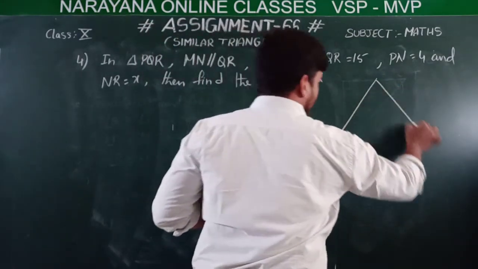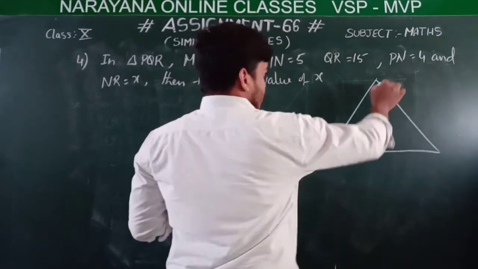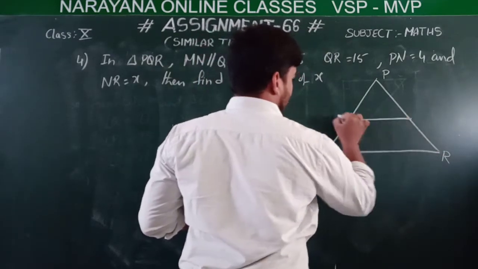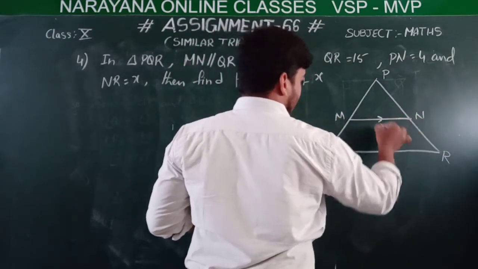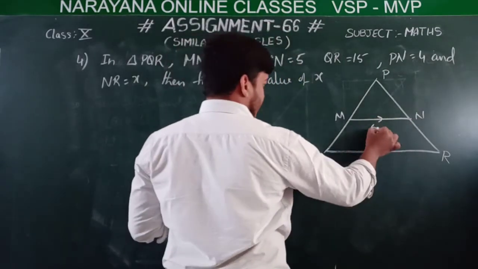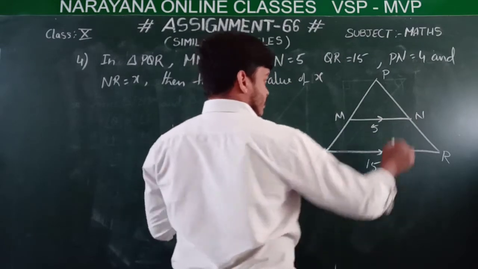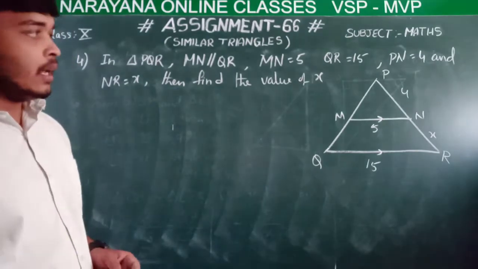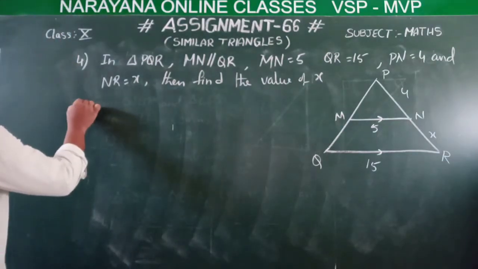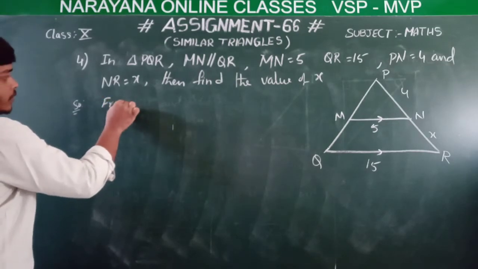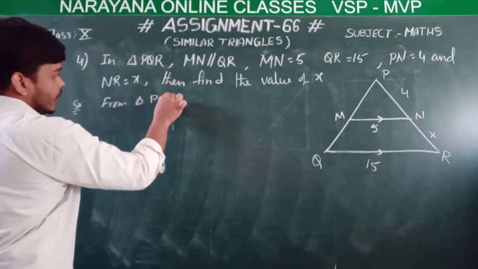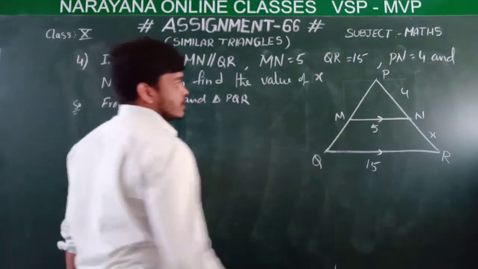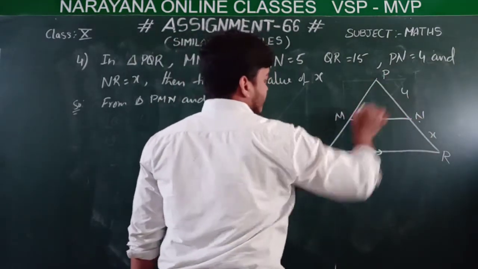Here the triangle PQR. So MN is parallel to QR, then MN is 5 and QR is 15 and PN is 4 and NR is equal to x. We need to find out the NR value. See, from triangles PMN and triangle PQR, first consider the smaller triangle PMN and PQR.